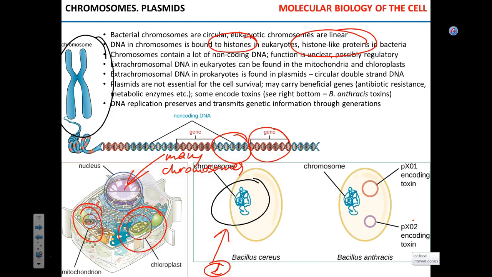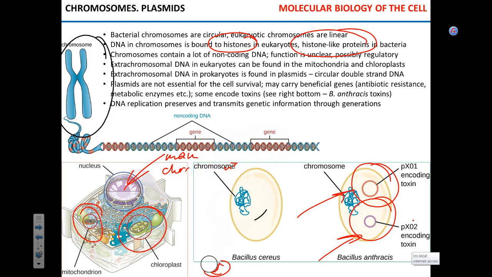In bacteria, extra chromosomal DNA can be found in circular DNA molecules called plasmids. You can see them here on the right. So plasmids are not essential for cell survival. If you remove the plasmid, it's not going to kill the cell. I mean, if you remove the chromosome, it's not a cell anymore. Remove the plasmid, the cell is fine. But plasmids can carry important beneficial traits. For instance, they can carry the gene of antibiotic resistance. Or they can carry toxin, which is exemplified in this picture.